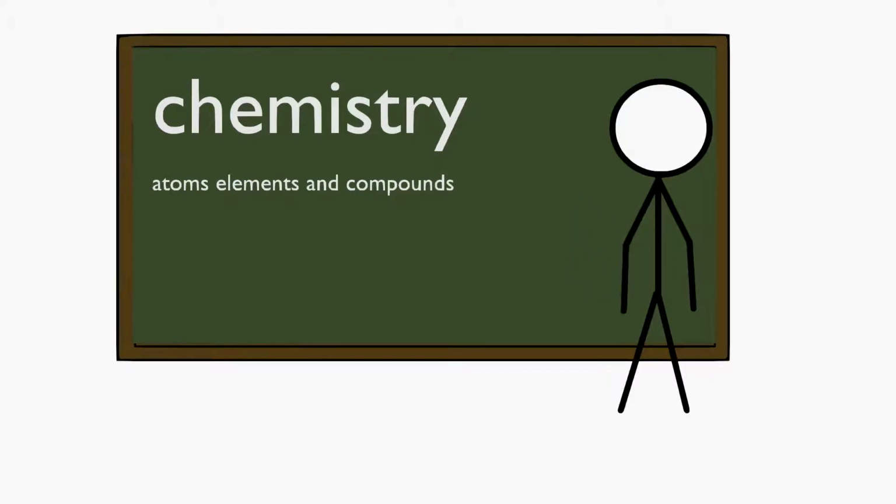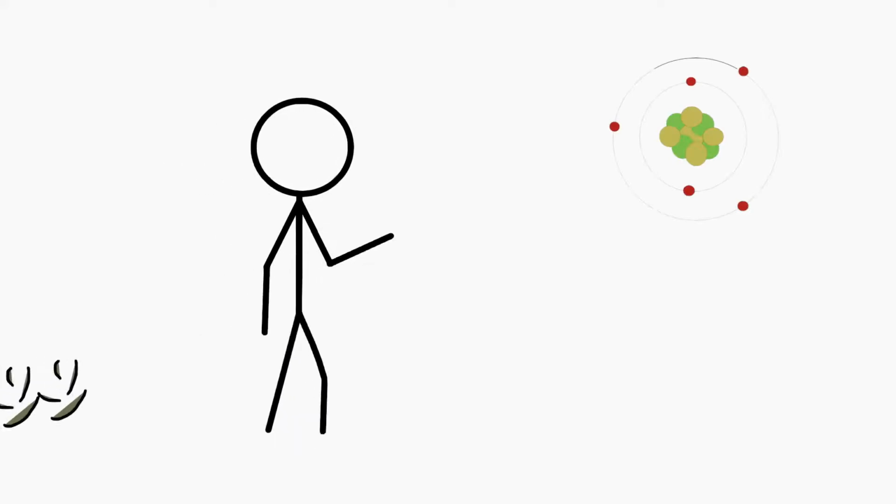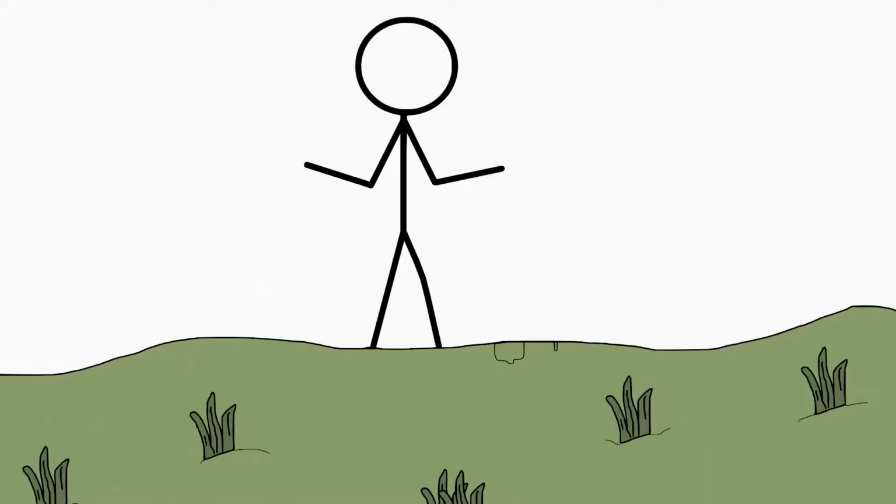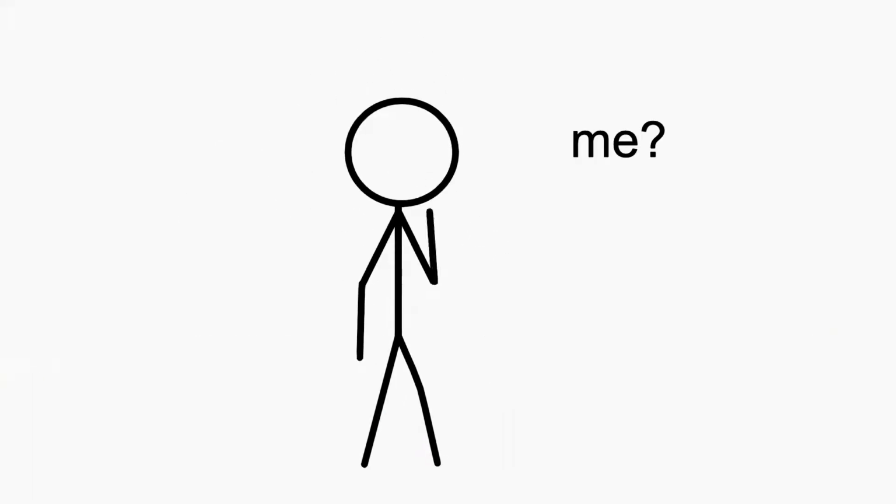Today in chemistry we are going to be learning about atoms, elements and compounds. So what are atoms? Well, atoms are what make everything around you, from the air we breathe, to the ground we walk on, to even you. Yes, you. You are made up of millions upon millions upon millions of these tiny particles.